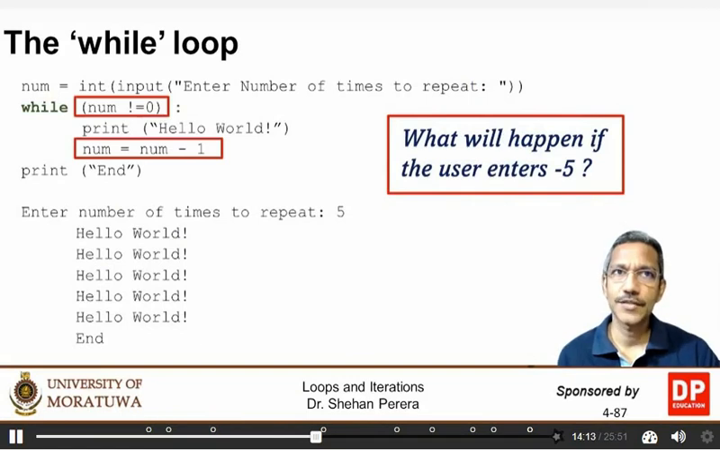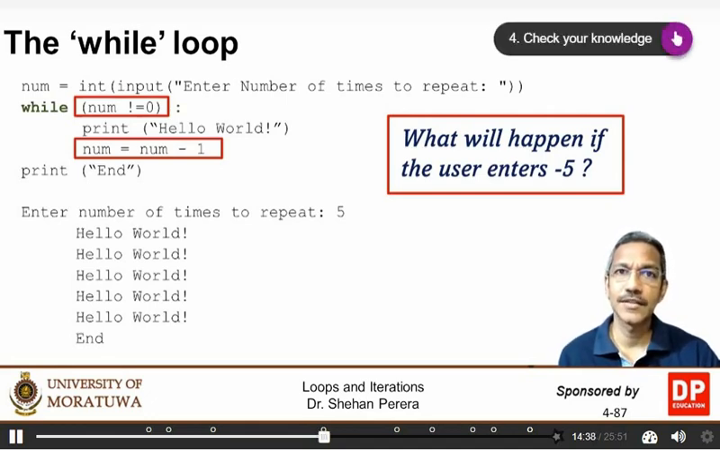If the user enters -5, this number will never become 0, or this condition will never become false. So that is why it is very, very important for the programmer to make sure that he puts a condition that will become false so that the code can get out of this while loop. And also the variables and how we change the variables is carefully designed so that the condition at some point of time will become false.